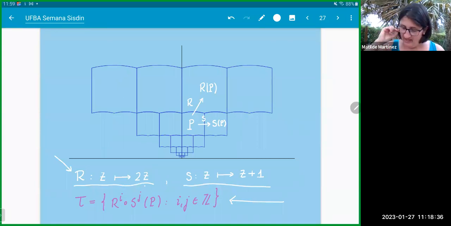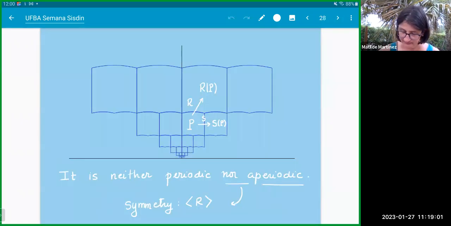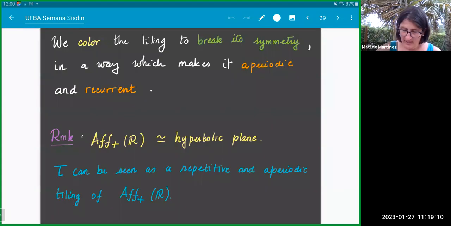Sorry. S is not a symmetry because, for instance, if you translate it one to the left, so if this is N, this is N plus one. If you translate it one, this won't go to the same tiling, but this R is a symmetry of this tiling. So it's not periodic, it's not aperiodic because it has a cyclic symmetry group. But we can color the tiling to break this symmetry in a way which makes it aperiodic and recurrent.